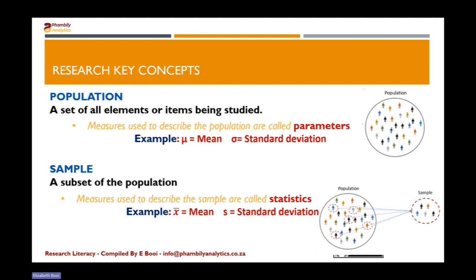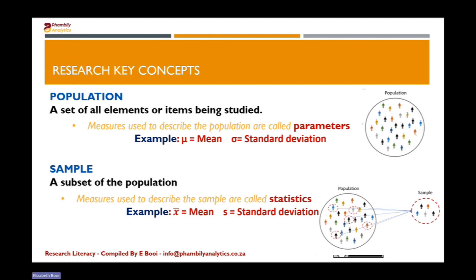So you will not be talking about parameters anytime soon when you are doing your research, unless you're referring to parameters when we are using tools like Python and R, and they ask you to change this parameter, and that is not what we're referring to here. The parameters here are measures that come from a population.